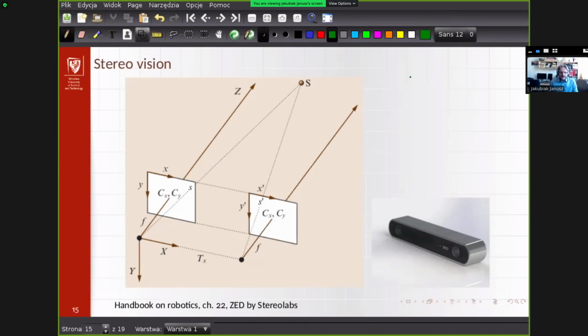Then a similar approach that can be used is the approach used in stereo vision. And you have here an example of a stereo camera, but for example, those of you who use the RealSense camera, the camera also has the stereo vision part. The operation is very similar to the IR proximity sensor, with one exception.